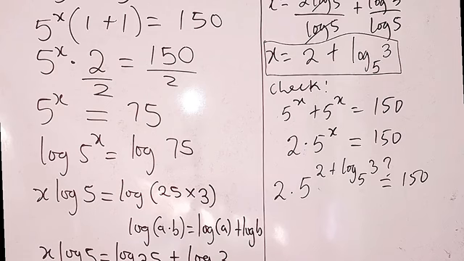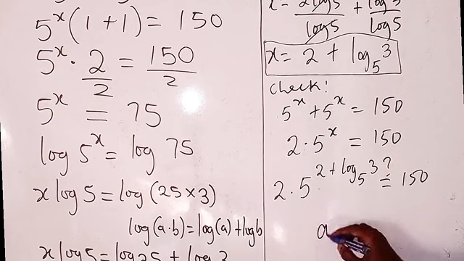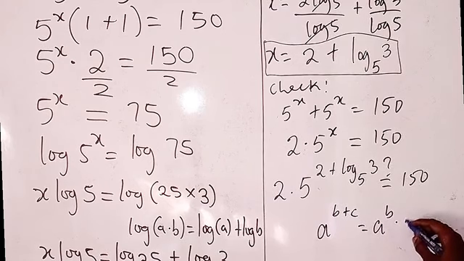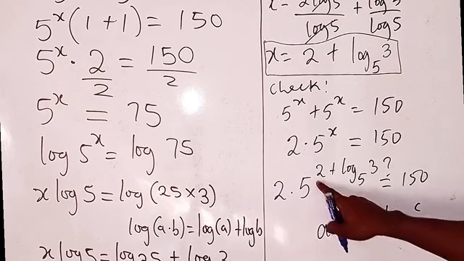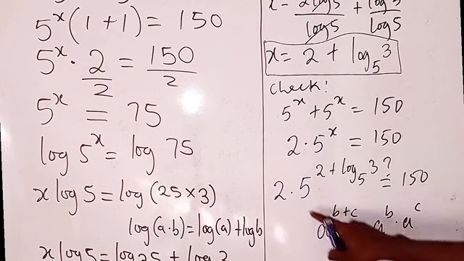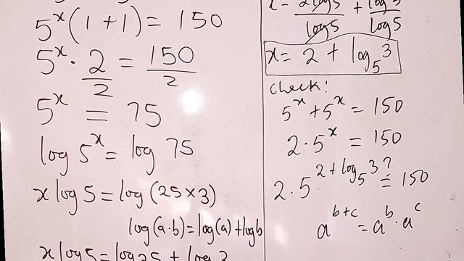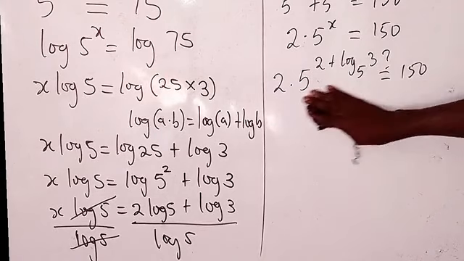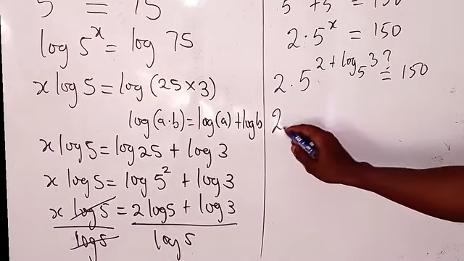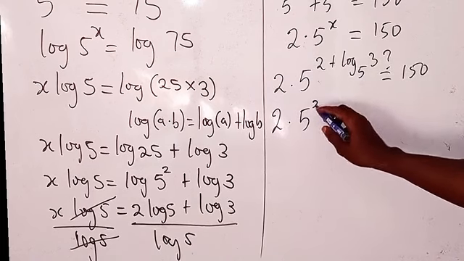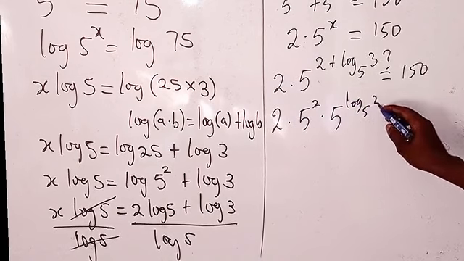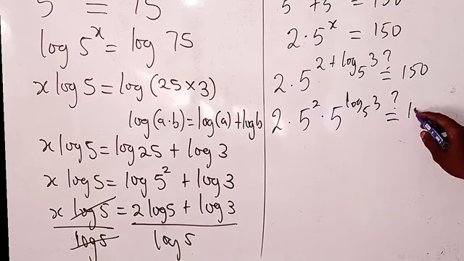Now I want you to recall something from the law of indices. If you have a to the power of b plus c, this is going to be a to the power of b multiplied by a to the power of c. You can see this is like the power of 5, so we can split it like that. Then you're going to see that we have 2 multiplied by 5 to the power of 2 multiplied by 5 to the power of log base 5 of 3. Is this going to give us 150?